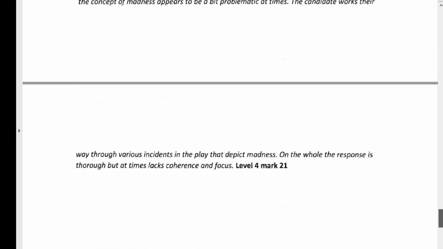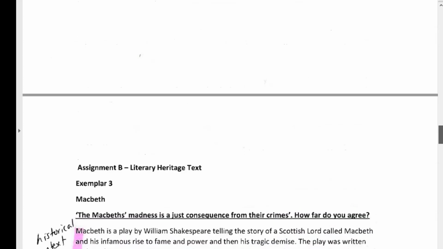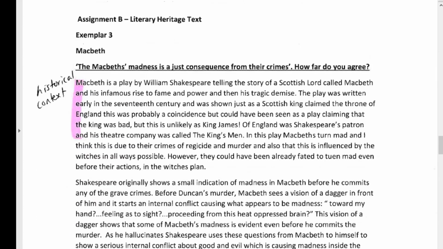And then we could have a quick look at a Macbeth one. Oh, where's my Macbeth gone? Here, sorry. In this case, the focus was: Macbeth's madness is just a consequence of their crimes, how far do you agree? Here we've got quite a long section at the beginning on the historical context, when it was written, how it relates to history, linking to King James.